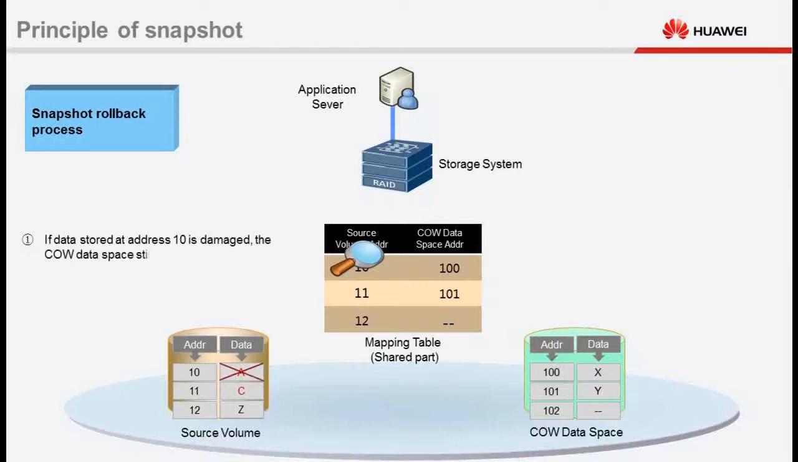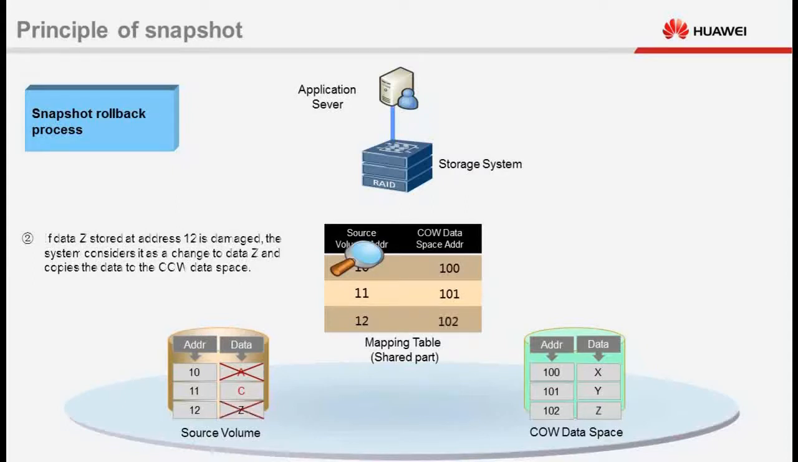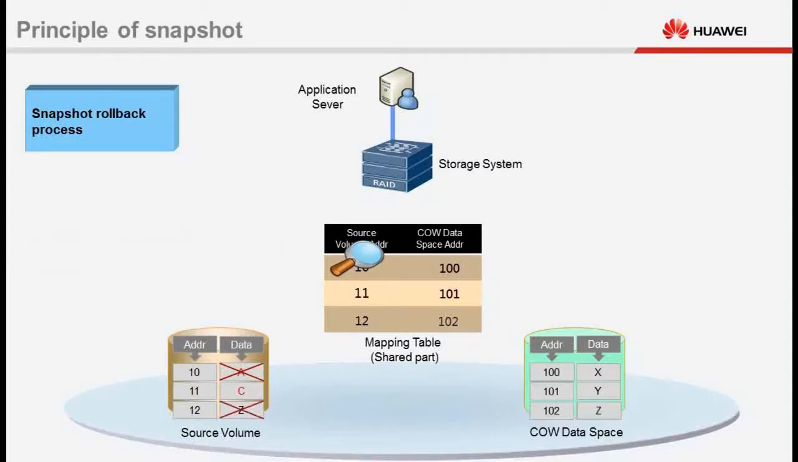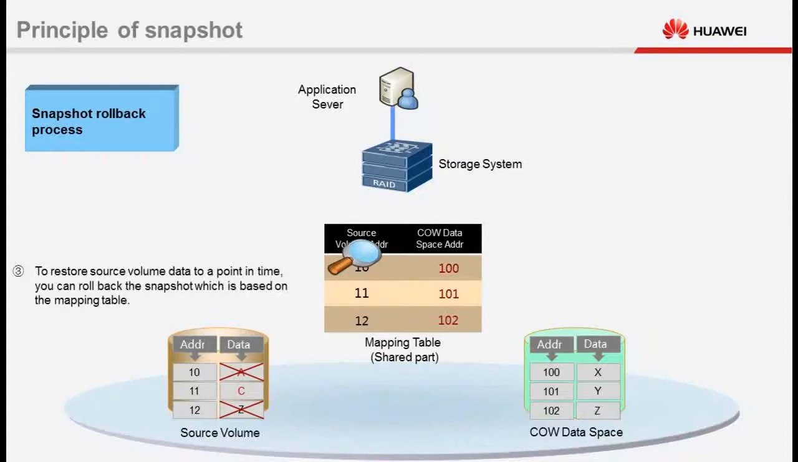If data stored at address 10 is mistakenly deleted, overwritten, or infected with a virus, the COW data space retains the data at snapshot points in time, even though the source volume data is overwritten. If the data at address 12 becomes damaged, the storage system considers the event as a change to data Z at address 12, and copies data Z to the COW data space. To restore the source volume data to a point in time, you can roll back the snapshot.